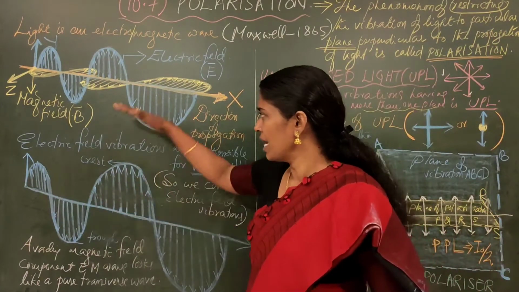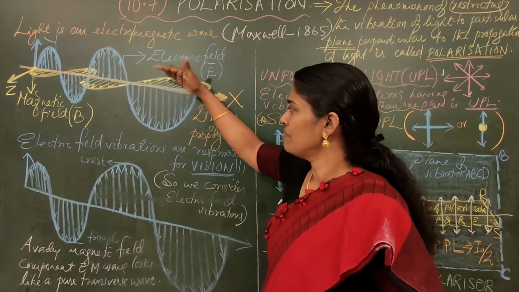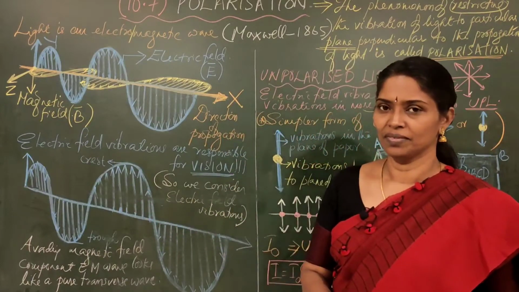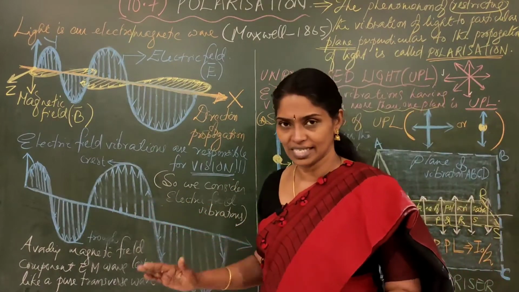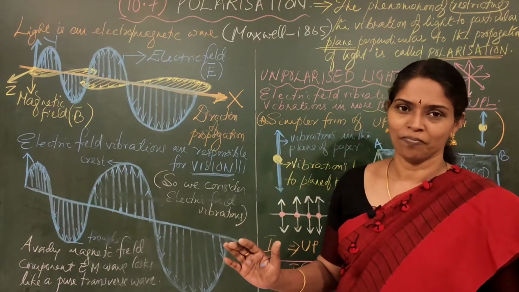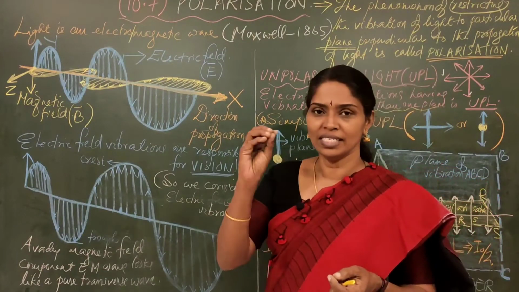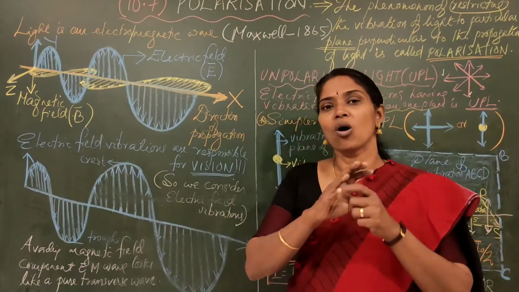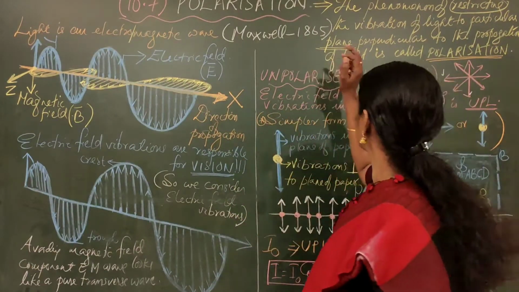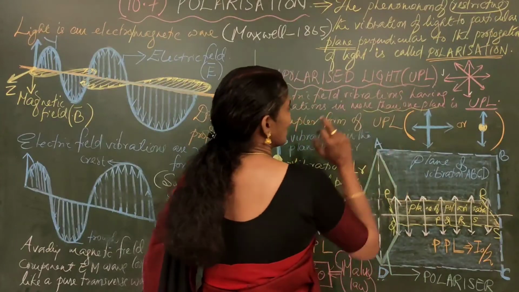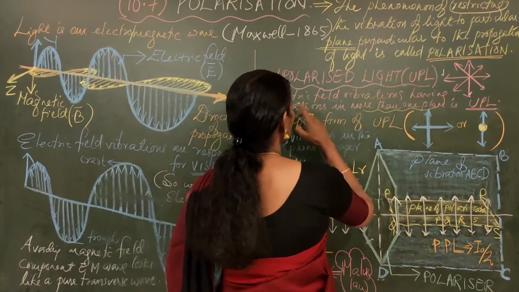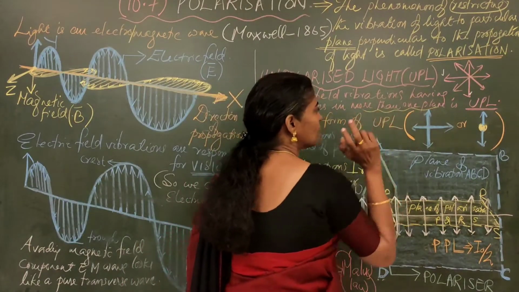Now, we have considered the electromagnetic wave, then we are taking the electric vibrations, and these electric vibrations themselves can vibrate in all possible directions perpendicular to the direction of propagation. So that is shown here. Unpolarized light means electric field vibrations having vibrations in more than one plane.